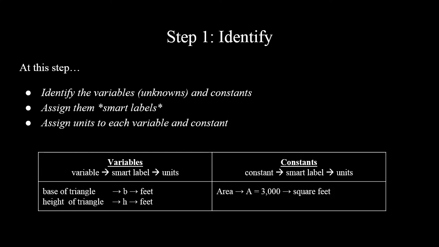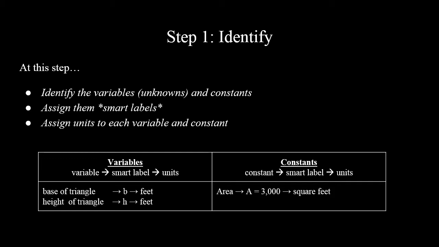So the base of my triangle I'm calling B, and the units would be feet. And the height of my triangle I'm calling H, and the units would be feet. And the reason I assigned them feet is because in the problem, it told me the area, and it said the area is 3,000 square feet. So I want to make sure that I keep that unit of feet consistent between all of my variables and constants.